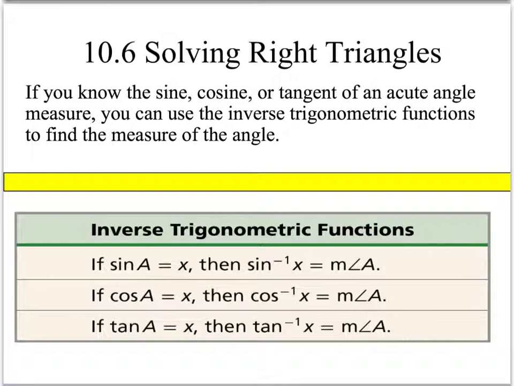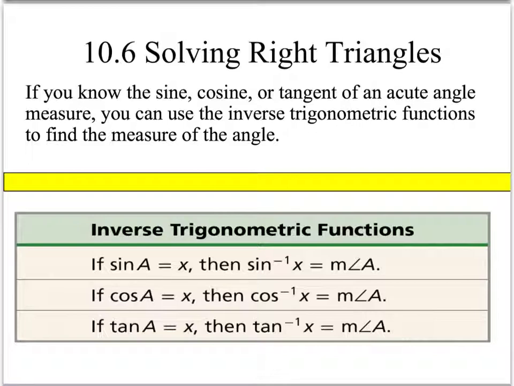All right, now if we look at this slide here, it says at the top, if you know sine, cosine, and tangent of an acute angle measure, you can use the inverse trigonometric function to find the measure of the angle. So if we were talking about finding the sine, cosine, tangent of an angle to get the length of a side, now we're going to use the side length to get the angle. We're going to be going backwards. We're going to be doing the inverse.